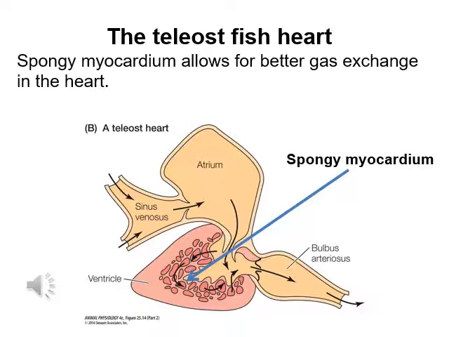Note that there are valves between the sinus venosus and the atrium, between the atrium and the ventricle, and between the bulbus arteriosus and the ventricle. These prevent backflow, so flow is in one direction. The inner wall of the myocardial muscle of the ventricle is spongy. This allows for increased gas exchange with the ventricular muscle.